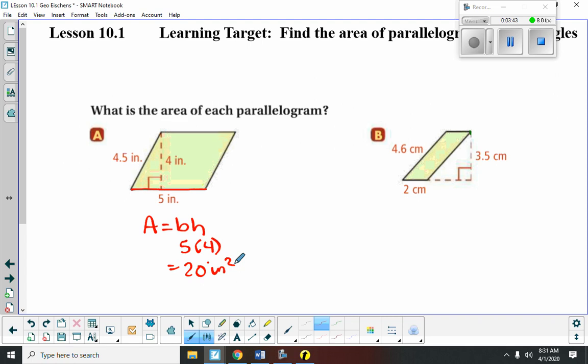This next one, we have a base of 2. And the perpendicular height is 3.5. So area equals base times height. Your base is 2. Your height is 3.5. And that gives you 7. And that would be centimeters squared.